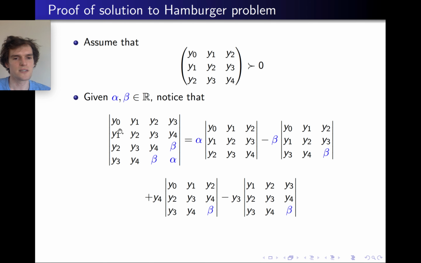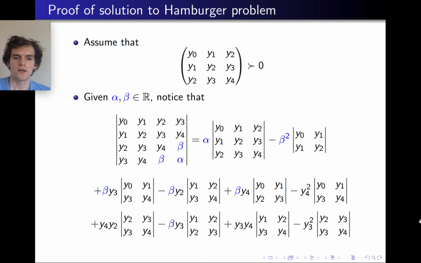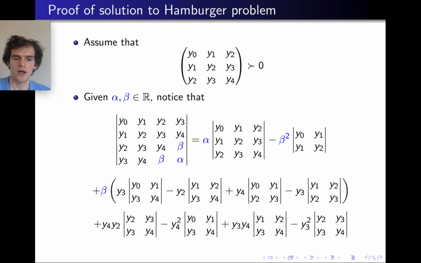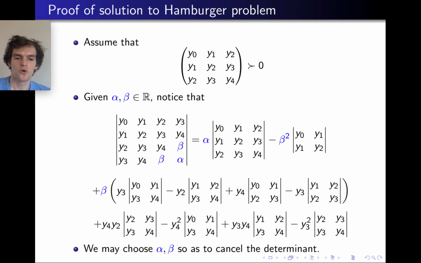So let's compute the determinant. We can use the standard rules on expanding determinants to obtain this here, and then we can expand further. And now, right, we have the beta, we can factorize the beta. What's nice here is that we can actually choose alpha and beta. We can always choose them so that it cancels the determinant.